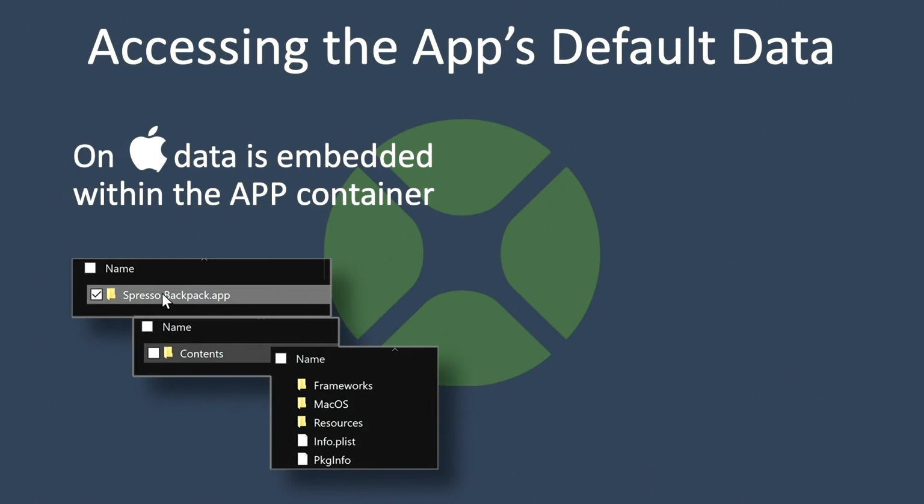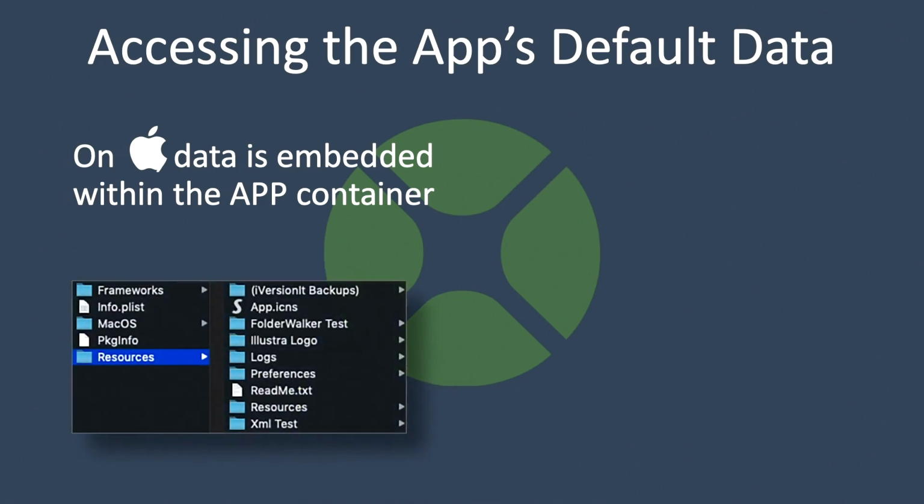And where is this stored? Well, on the Mac, the data is embedded within the app container. And this is what Xojo produces. And that's all the files that are there.